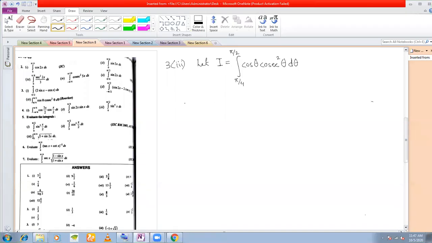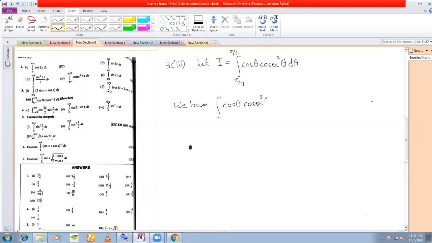Evaluate this integral as an indefinite integral first. So we have the integral of cos theta cosec square theta, with no limits. I'm evaluating it as an indefinite integral.